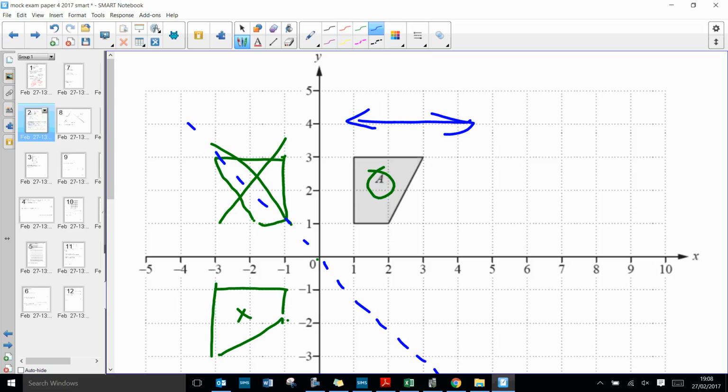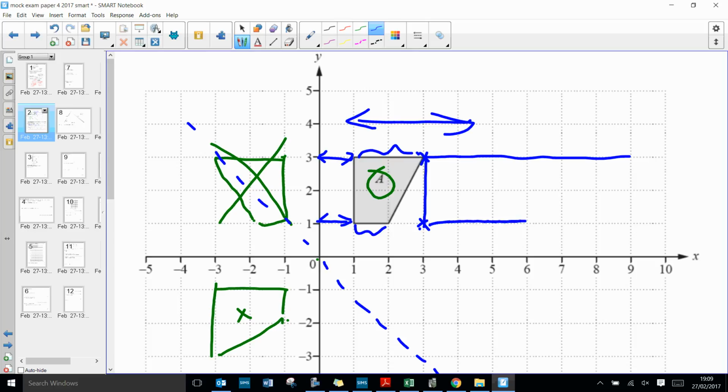So where there was a distance of 1 unit here from there to there, there will now be a distance of 3. So we start here, and then again here. This was 2 units, so our shape will now be 6 units. This was 1 unit, so our shape will be 3, and then we just join that up there. So that's shape B.